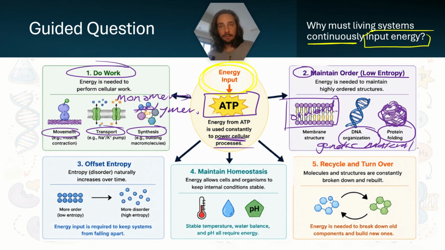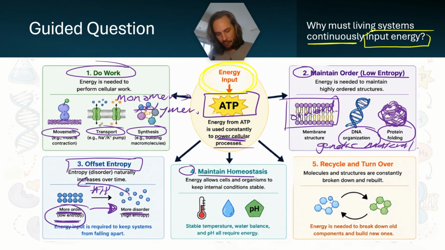Now, the third reason is so that it can offset entropy. Now, entropy is where everything always wants to move from where there is order or low entropy to where there's more disorder. Everything always wants to move to disorder. And we need to use ATP energy to keep that order.